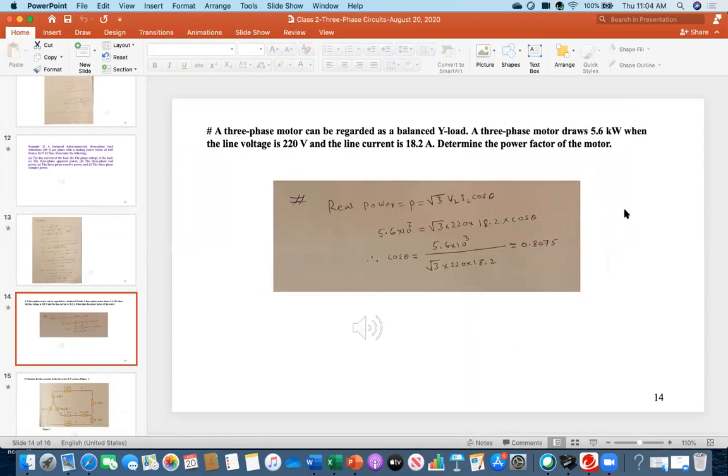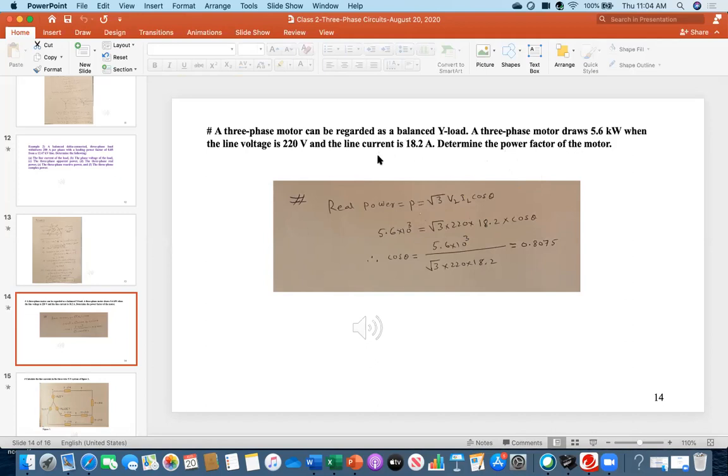Okay. Everybody see, here there is another problem. Just for practice, I set it up, everybody read. A 3-phase motor can be regarded as a balanced Y load. A 3-phase motor draws 5.6 kilowatt when the line voltage is 220 volt and the line current is 18.2 ampere. Determine the power factor of the motor. This is pretty easy. Already we did the more complex problem. I just wanted to show you how to calculate the power factor. That's why I have set up this small problem.